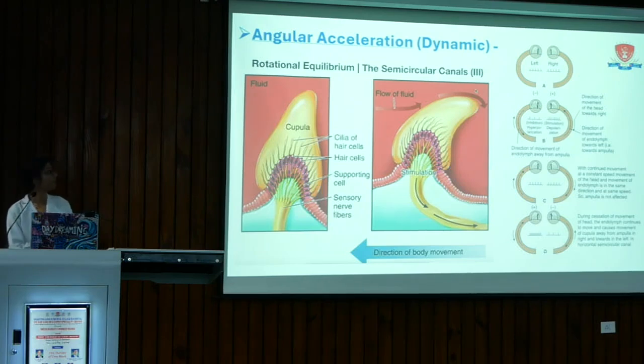For example, a movement to the right stimulates the hair cells present in the right lateral canal, whereas they inhibit the hair cells present in the left lateral canal. In the right lateral canal, the endolymph and the cupula are pushed towards the ampulla, causing the hair cells in the right canal to be depolarized. The exact opposite of this occurs in the left lateral canal, where the cell hyperpolarizes.